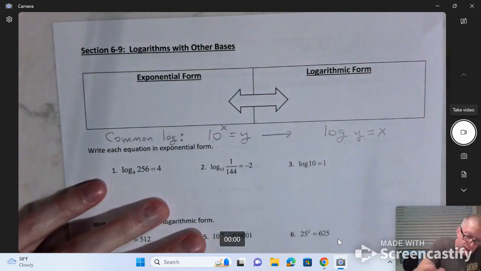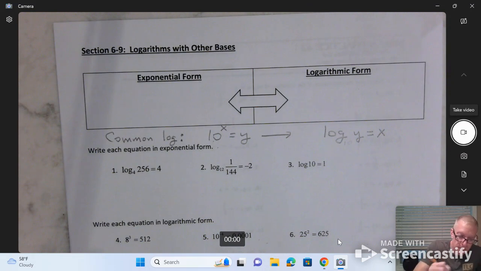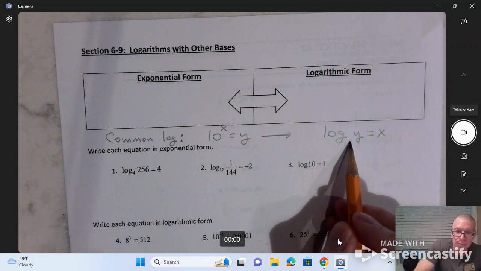Okay. It's so common that it's kind of like with the square root. We don't put the little 2 as the root index because it's so common to be a square root that we just assume if there's nothing there, we assume it's a square root. Here we're going to assume this is a log with a base of 10.